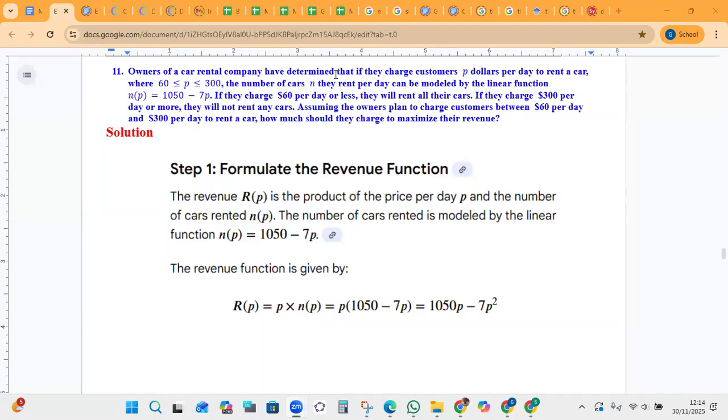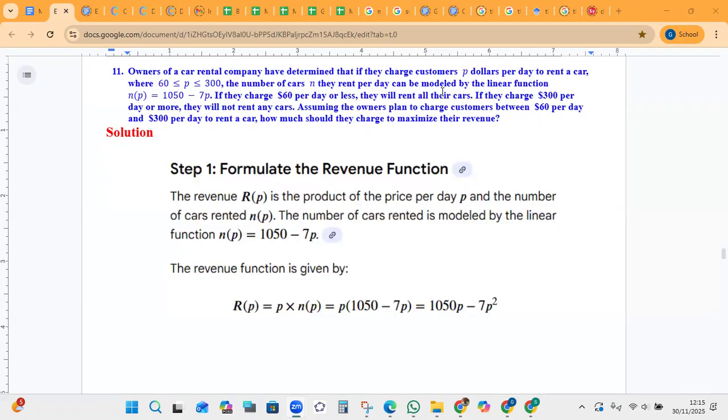Here we are going to discuss number 11. It says owners of a car rental company have determined that if they charge customers P dollars per day to rent a car, where P is greater than or equal to 60 and less than or equal to 300, the number of cars N they rent per day can be modeled by the linear function N of P, where N is the number of cars and P is the price per car, is equal to 1050 minus 7 times P.